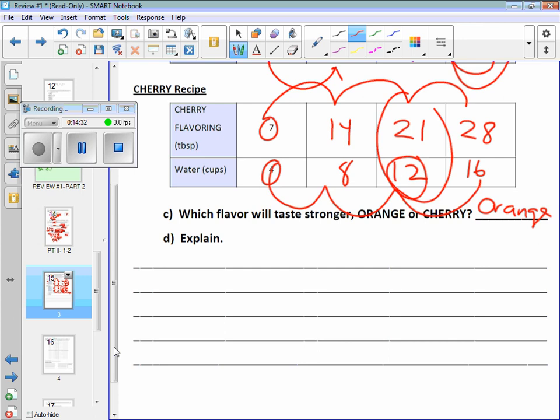I gotta look at it, man, because I don't. That's true, but you're not referencing the two ratios that you found in the chart. I don't think. I don't have to look at it and say.